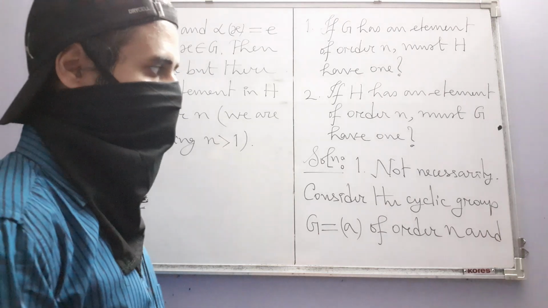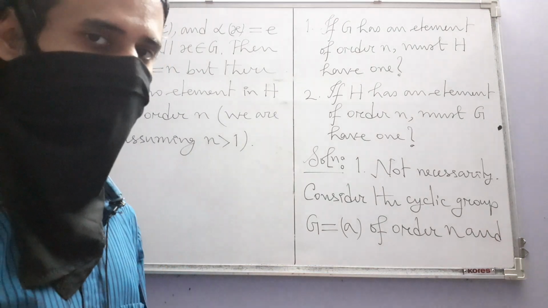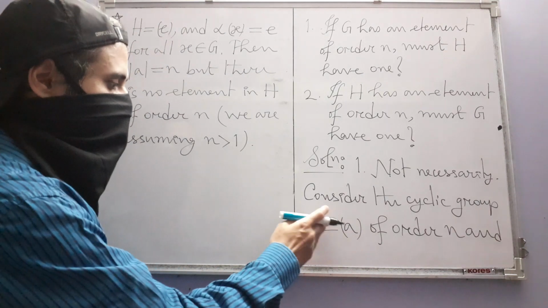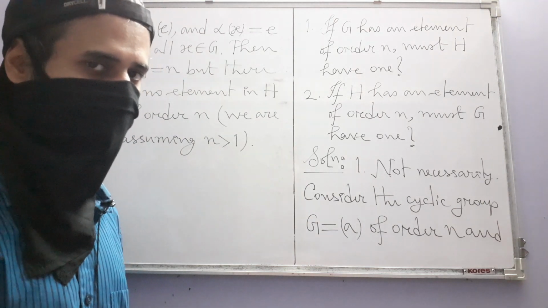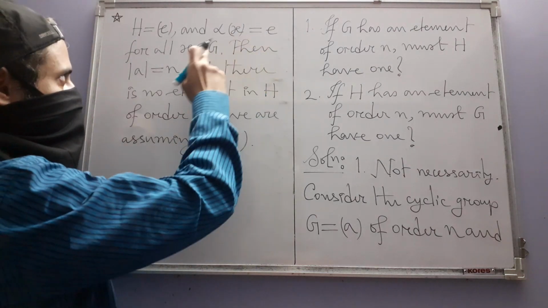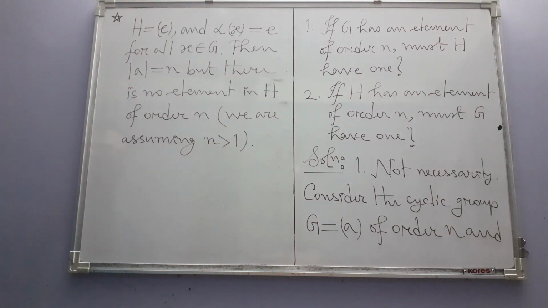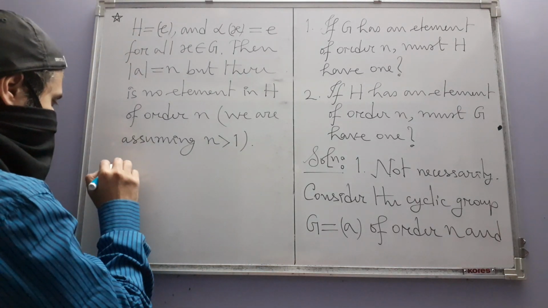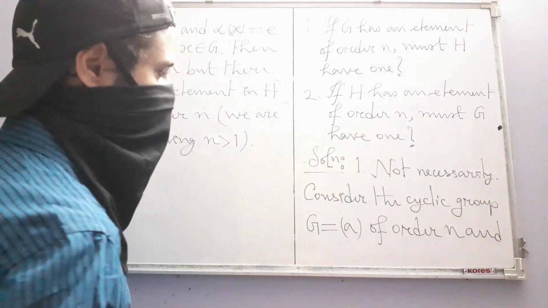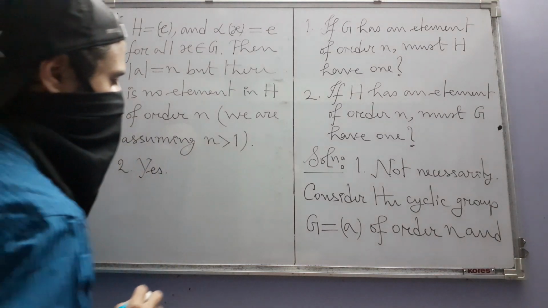That's why we write not necessarily. We are not writing that it will never happen, but not necessarily. If you take G also to be the trivial group, then of course it's true, because the only n in that case is 1, and there is of course only one element in H which has order 1. In that case it's true, but in general it's not true. But the second one is true. If H has an element of order n, must G have one? Yes. But how? Let's see.